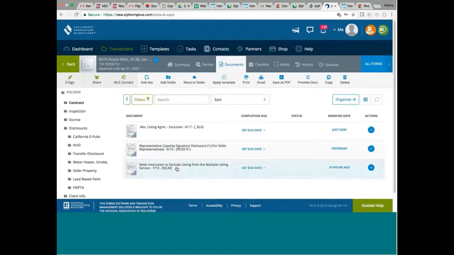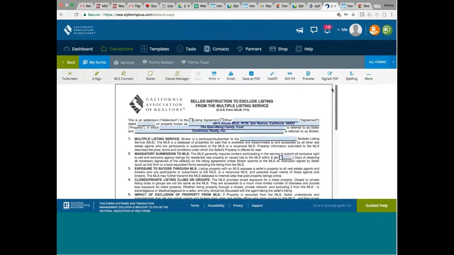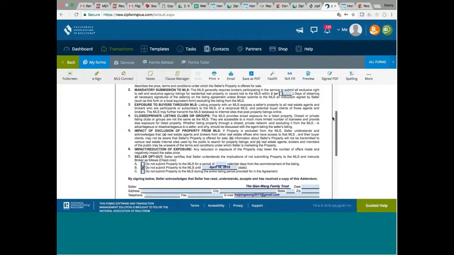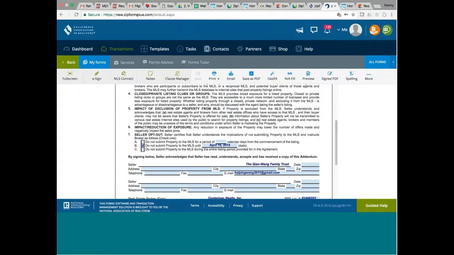And then this one is what you need to be aware of, which is you have to fill out this form if your property cannot be listed within 48 hours. So we schedule for April 16. We'll exclude until April 16. After April 16, we'll put it on the MLS, okay? There are three options. You can do it in terms of calendar days. You can do it in terms of date. Or if the seller doesn't want the property to be on the MLS ever, you select the third box. Okay.